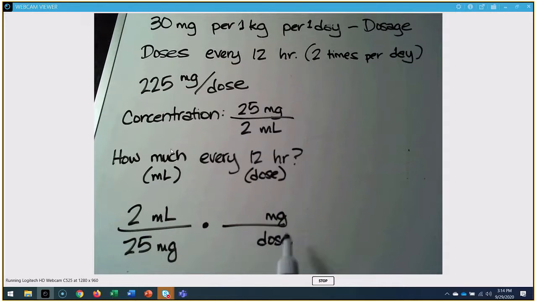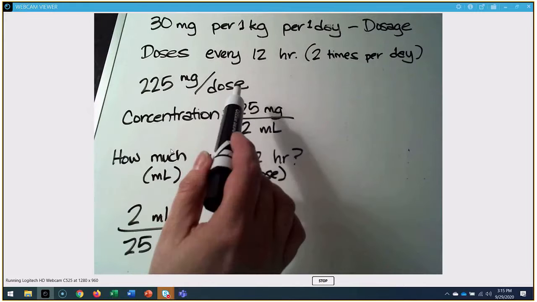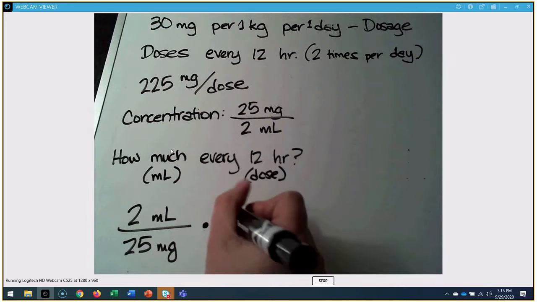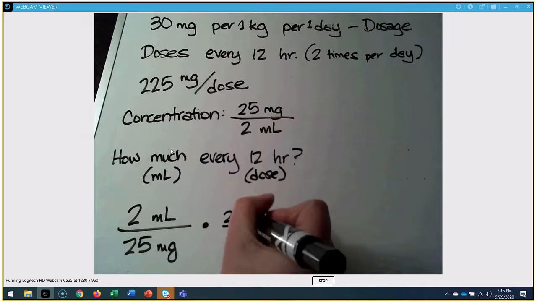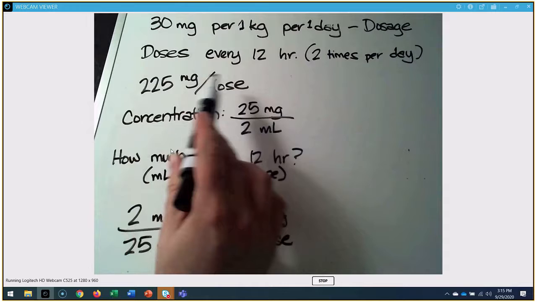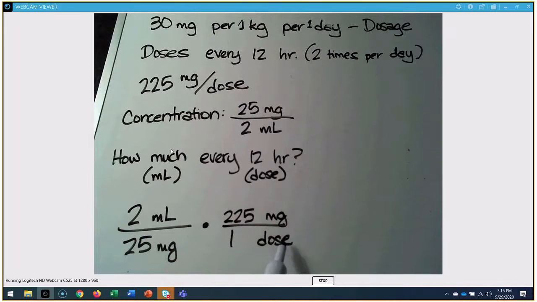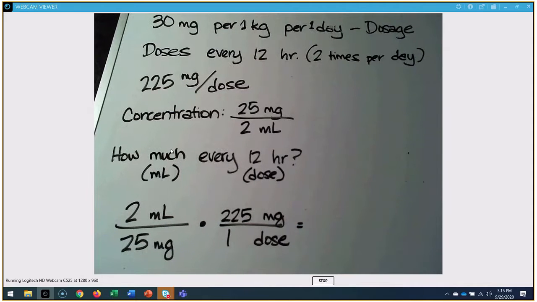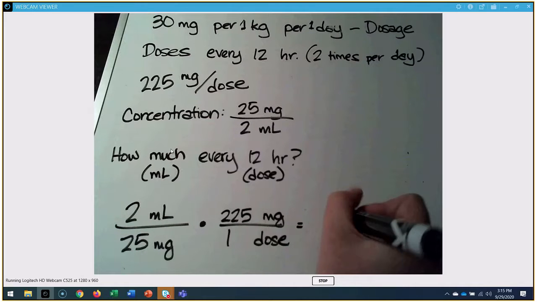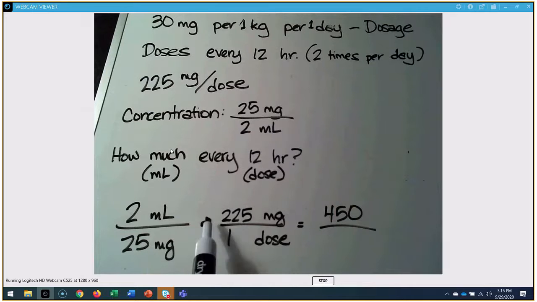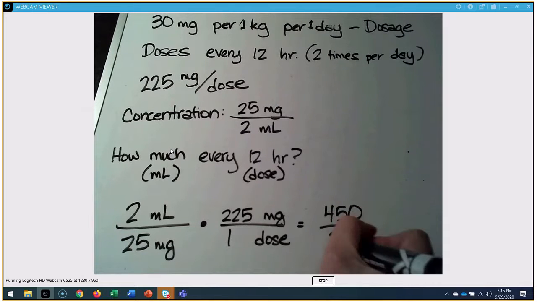So over here, I'm going to use the milligrams per dose that we figured out from the first part. So 225 milligrams per dose means per one dose. Then I'm going to go straight across. So 2 times 225 is 450. 25 times 1 is just 25.